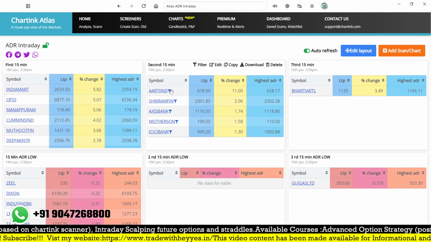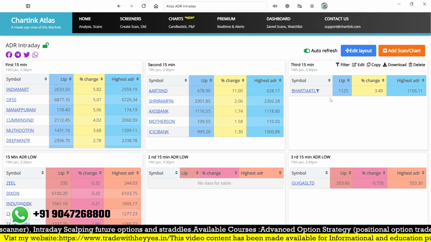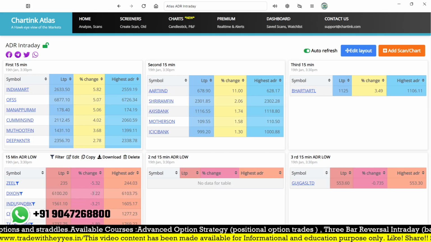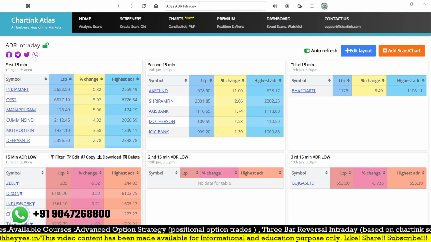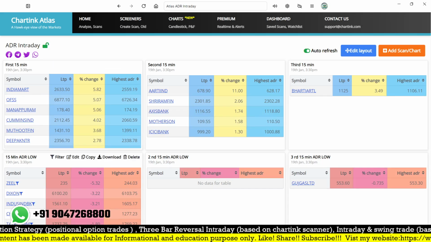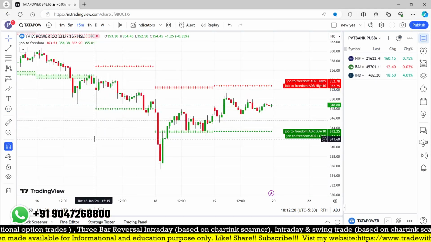These are all the stocks happening on the second 15 minutes, and this one is happening on the third 15 minutes. Same for the negative side, that means the downside stocks, and the above one is the upside stocks. So let me check a random one, India Mart, OFSS, India Mart.